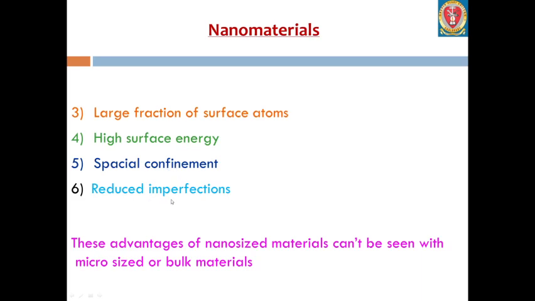And reduced imperfections. Imperfections will be low because the size is reduced, and if there is an impurity, then the effect will be much higher. But when we are able to make it in the nanoscale, we can normally reduce the imperfections. These advantages of nano-sized materials cannot be seen with the micro-sized or bulk materials. Even when a material size is reduced to micrometer, we cannot observe the nano size effect. Only when the material size is reduced to nanoscale are we able to see it, because we are playing with almost an atom.